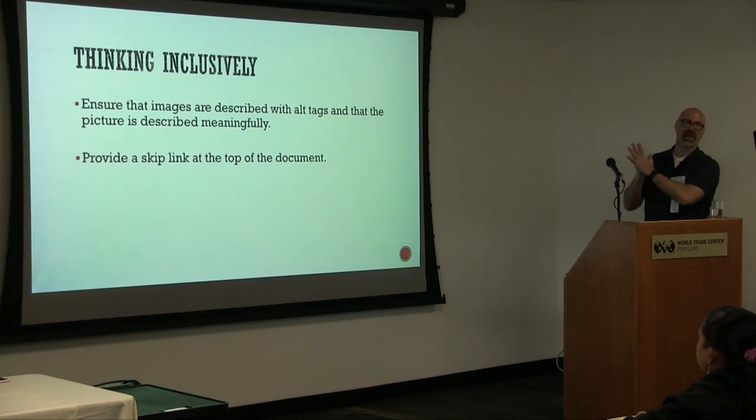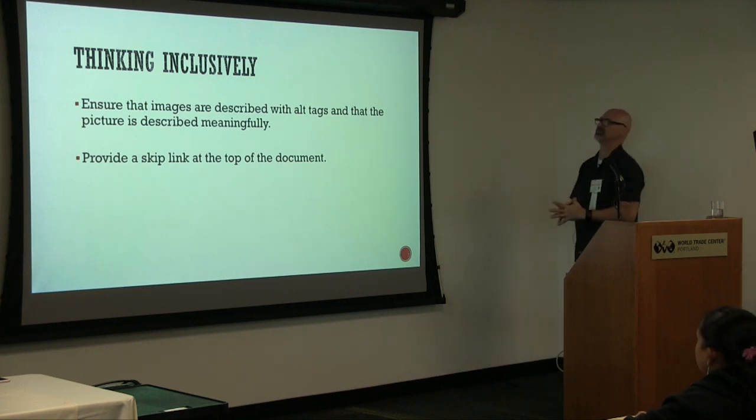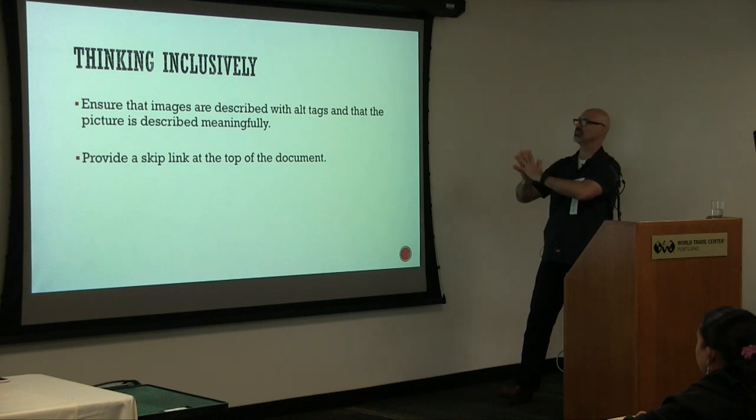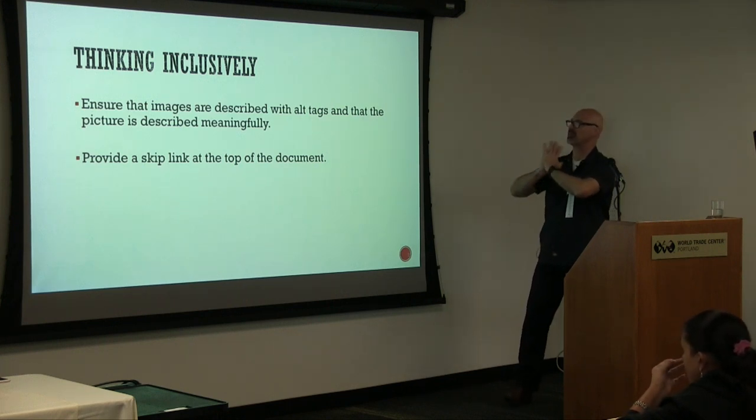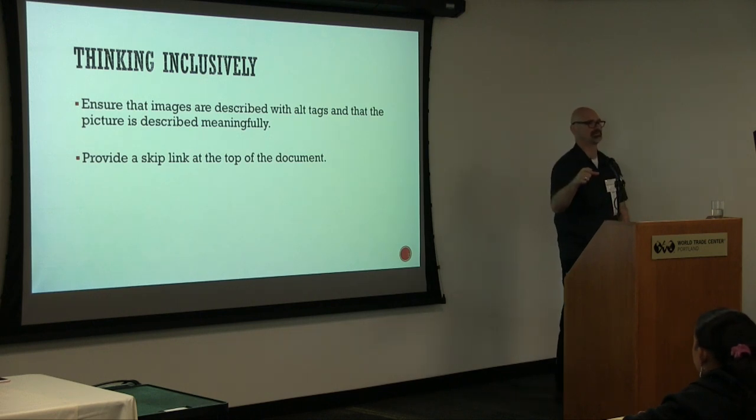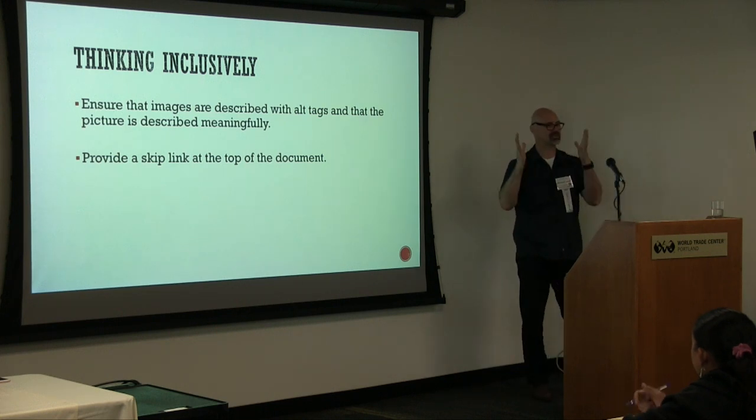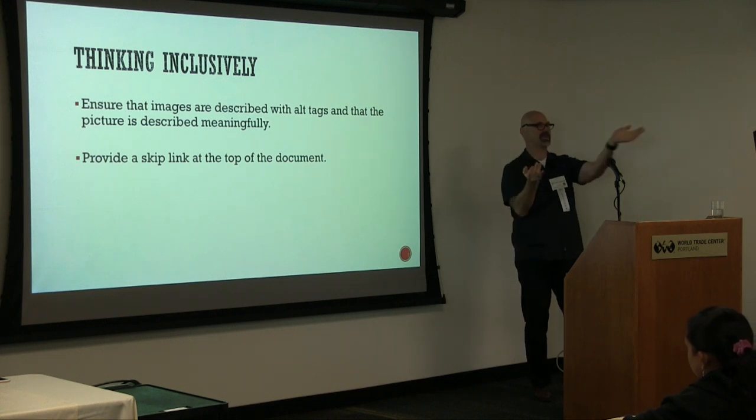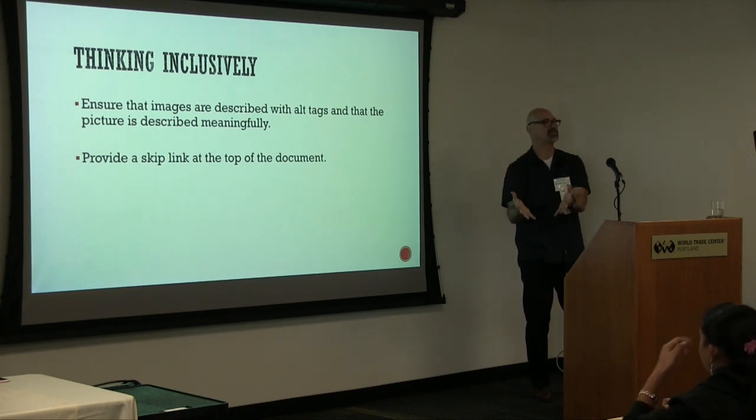So the next thing is going to be kind of rapid fire, and this is thinking inclusively. So we want to ensure that images are described with alt tags and that the picture is described meaningfully. So if you say picture of a car, it's better than nothing, but it's almost useless. Picture of a 1944 Mustang on Hermosa Beach during sunset. That's a whole lot better. That actually describes what the picture is, and if you're reading an article about that, like some hot rod show that's happening down at Hermosa Beach, okay, you get the pictures in context, and you can sort of imagine what it is in your mind.